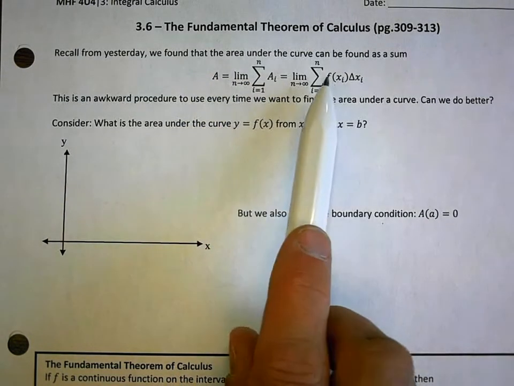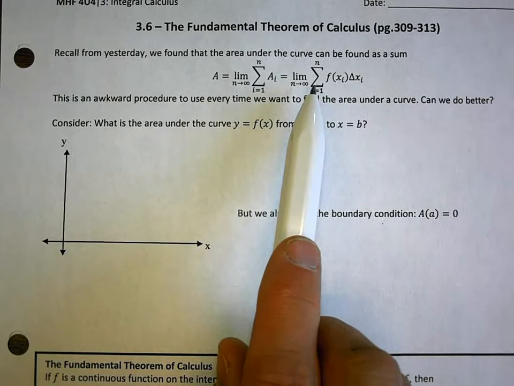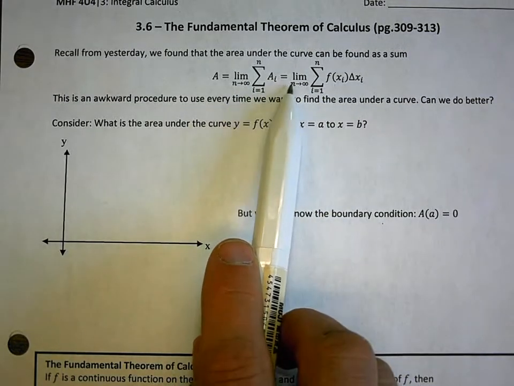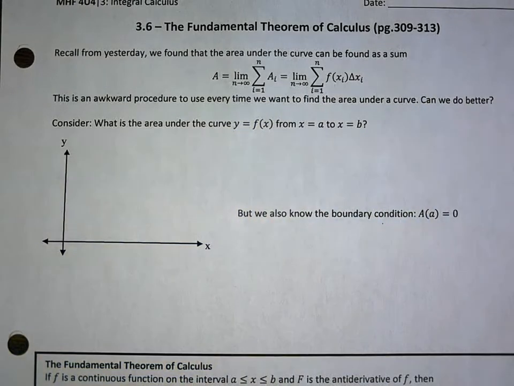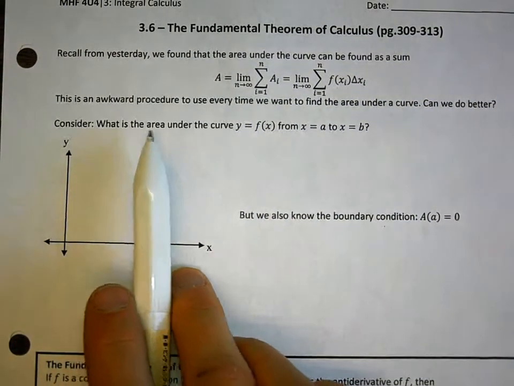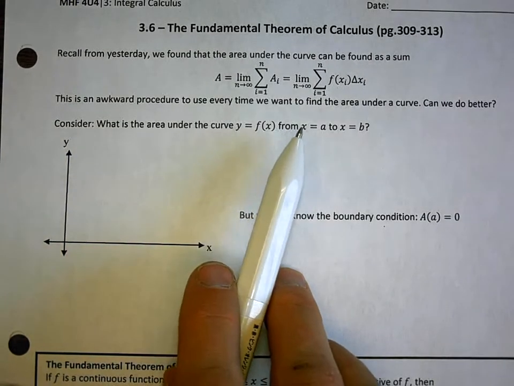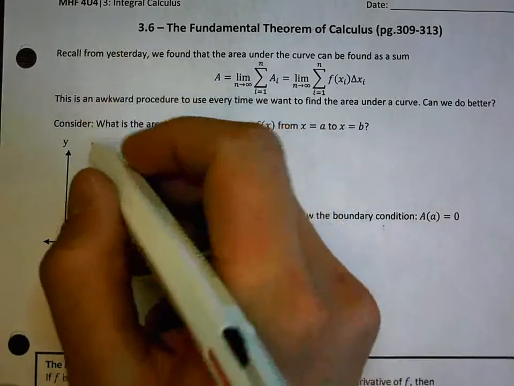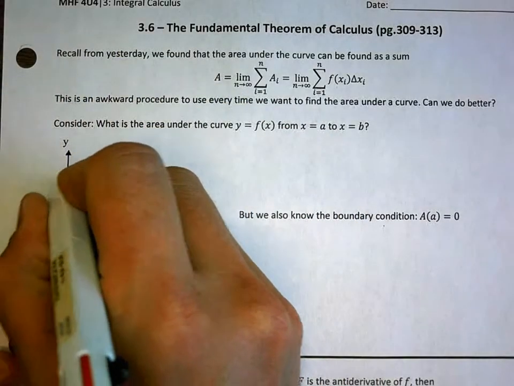Now, we did one example, and it was horrible. It was really hard. And there's no way we're going to do that every time we want to find the area under a curve. So, can we do better? Well, consider this. What is the area under the curve y equals f of x from x equals a to b? So, let's just draw a quick sketch.